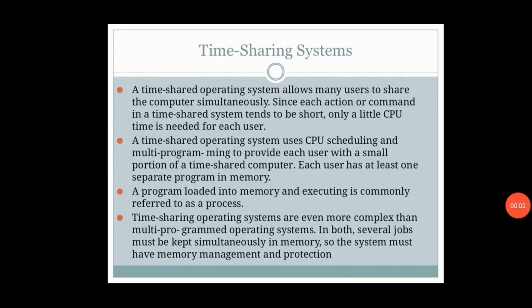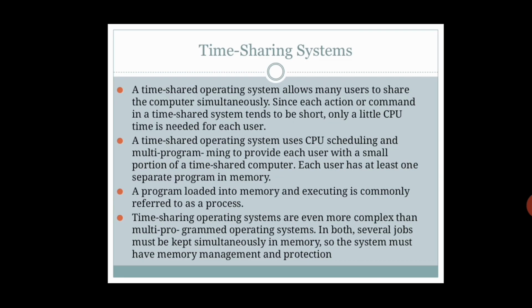Welcome to all. In this session, we will deal with time sharing systems and some of the concepts like real-time systems as well as multi-processor environment. Okay, so a time shared operating system allows many users to share the computer simultaneously.